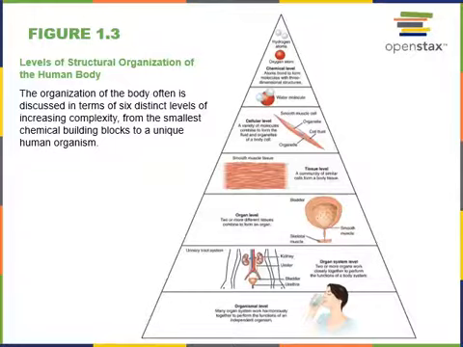So the urinary system is just one of 11 organ systems that work together within an organism. So the organism is the entire human body, which consists of 11 organ systems that work harmoniously together to perform the functions of an individual organism.